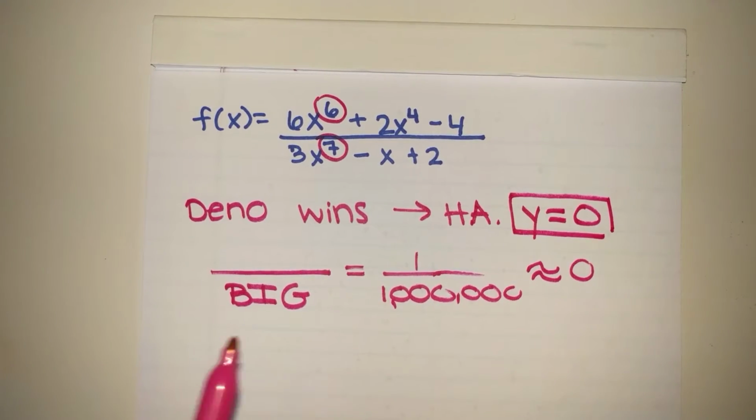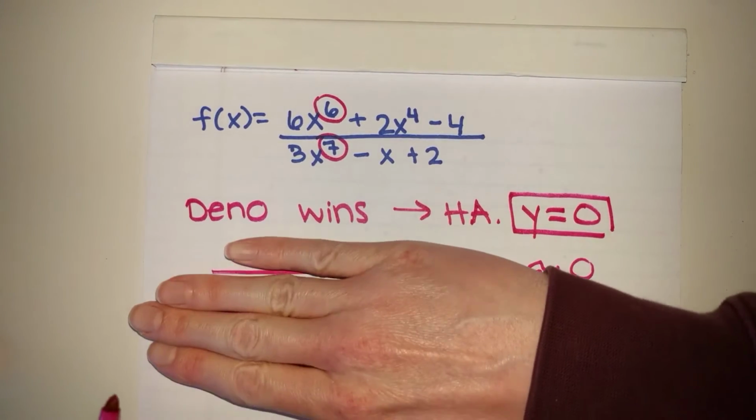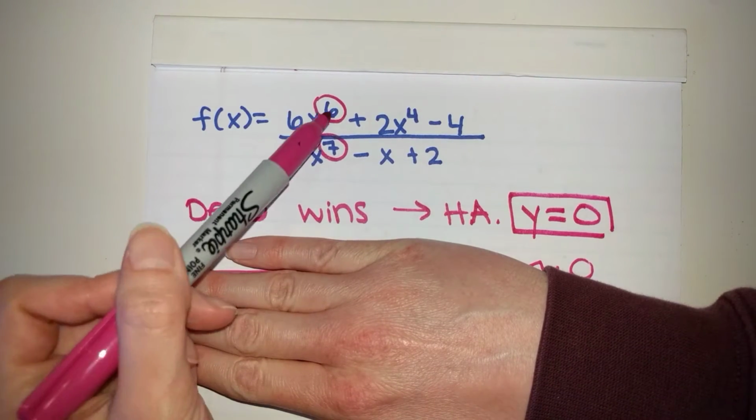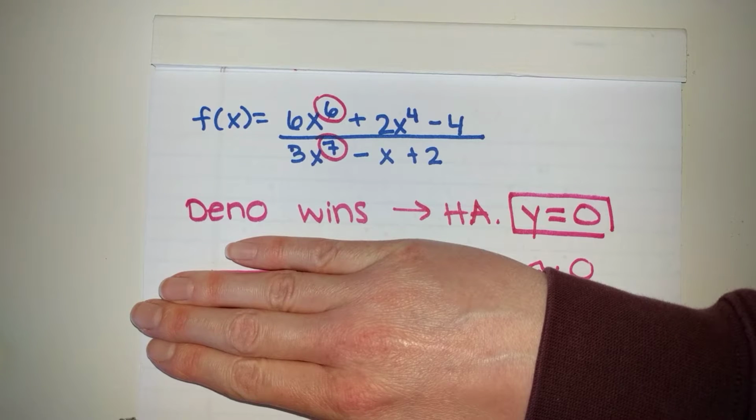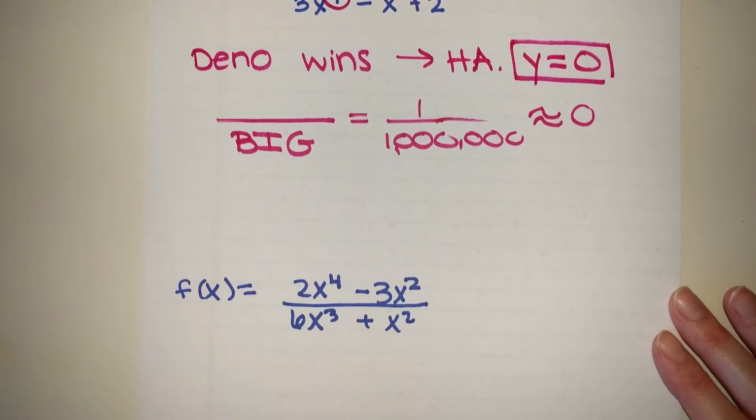So when the denominator wins, your horizontal asymptote will be y is equal to 0. So you don't necessarily need to go through this whole big expression. You can just say that because you have 6 and 7, the denominator wins, so y is equal to 0 is your horizontal asymptote. Now, let's look at one more.